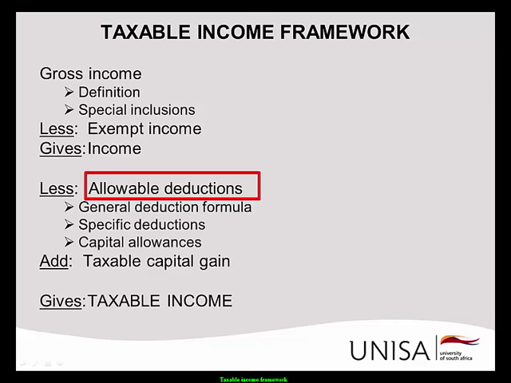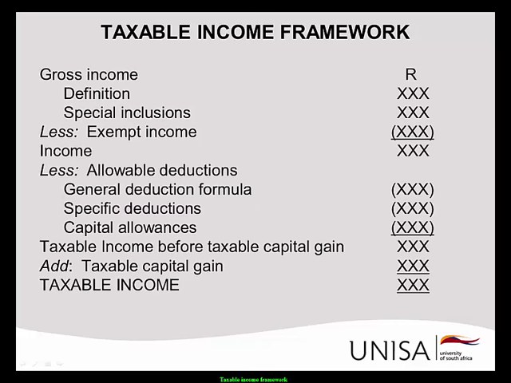The last type of deduction that you'll need to reduce taxable income with is any capital allowance. There's quite a few capital allowances that you'll need to know how to calculate, and they often depend on the type of the assets, and sometimes they even change with the date that the asset was purchased on. Deductions can be done in any order when you calculate taxable income. After calculating a total, after all the deductions, the taxable capital gain is added to the taxable income calculation, and the last total that you calculate is referred to as taxable income. Now, it's on this taxable income amount that normal tax will be calculated.